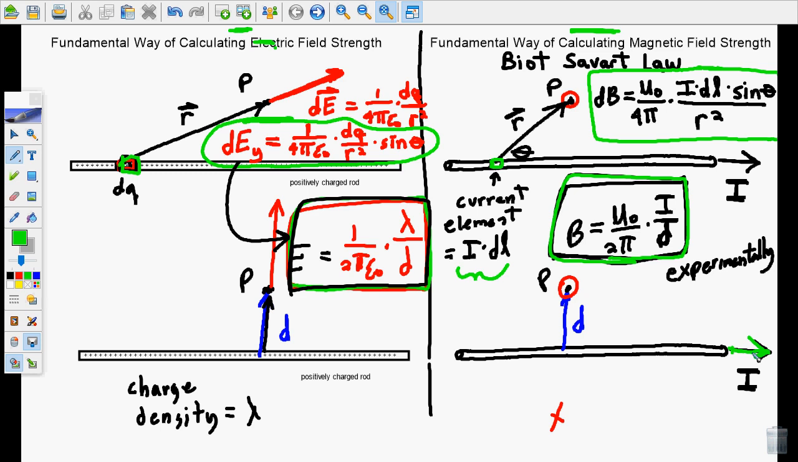Well, they came up with this element called a current element, and the current element was I dl, the current in the wire, times a little tiny piece of the length of the wire. So here's a current element there, and then right next to it is another current element, and then right next to it is another current element, and then right next to it is another current element. And each one of those current elements contributes this much to the overall field.